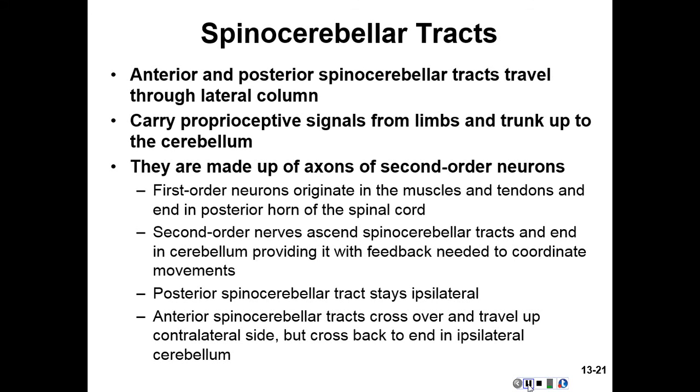Now the posterior spinocerebellar tract stays ipsilateral. Okay, now the anterior spinocerebellar tract can decussate, so it crosses over as it moves up the opposite side, but then crosses back and ends in the ipsilateral aspect of the cerebellum. So again, with ipsilateral impulses, it starts on that side and can travel on that same side where you're going to get the response. But it can decussate to the opposite side in order to get the opposite side to carry out a specific function.